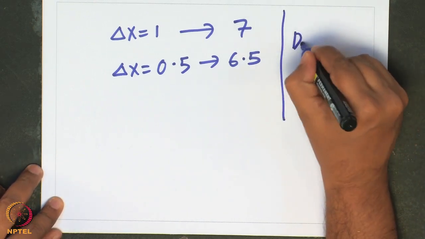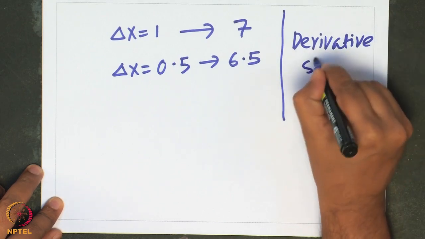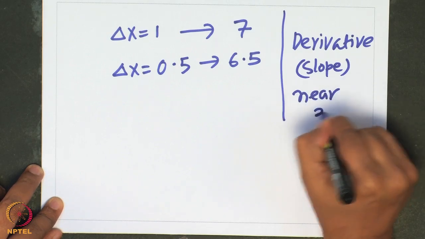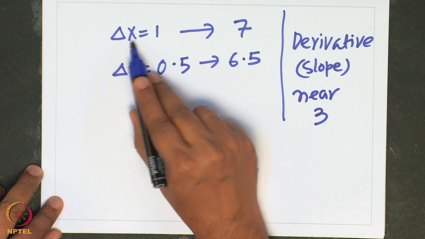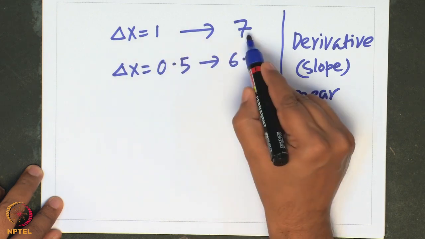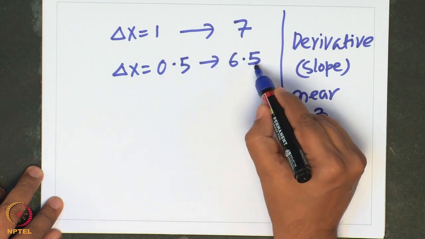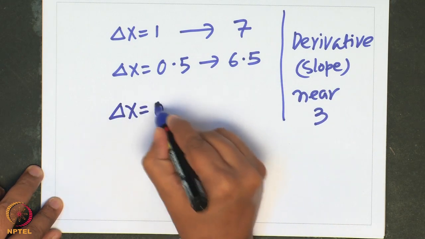I calculated the derivative, which is the slope. I was calculating the slope near 3. When I took delta x equal to 1, I got the slope as 7. When I took delta x equal to 0.5, I got the slope as 6.5. Now let me just take delta x equal to 0.1.